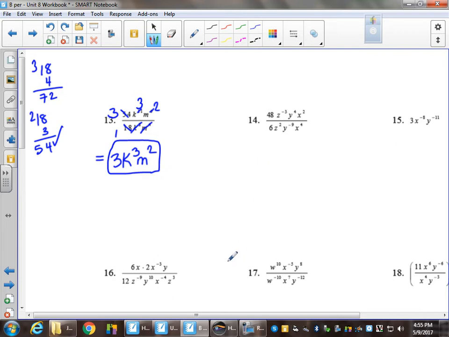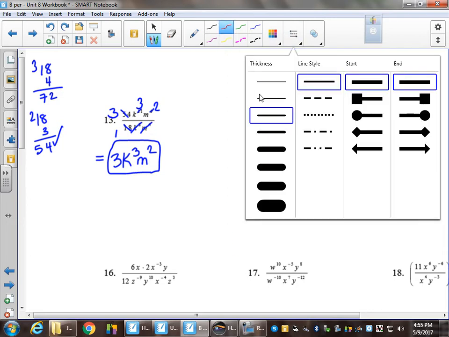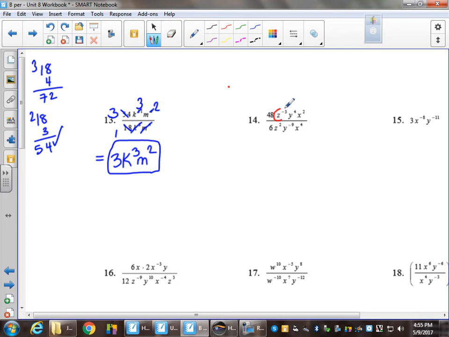I know I'm not doing the odd ones, but I just want to mention a little hint for number 14. I would recommend moving your negative exponents first. So this one's going to move, and this one's going to move. Simplify across, and then simplify up and down. I will be doing 17, so that'll be a little bit like that. 17 will be a lot like 14.